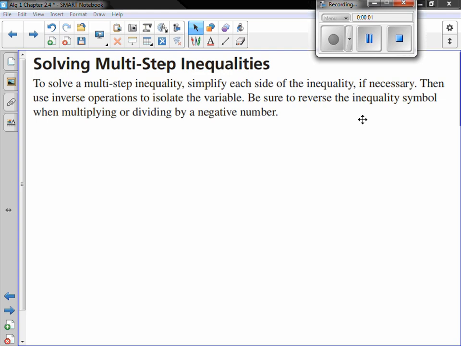So we're looking at solving these multi-step equations. Now hopefully this headset won't die partway through because I didn't charge it last night.